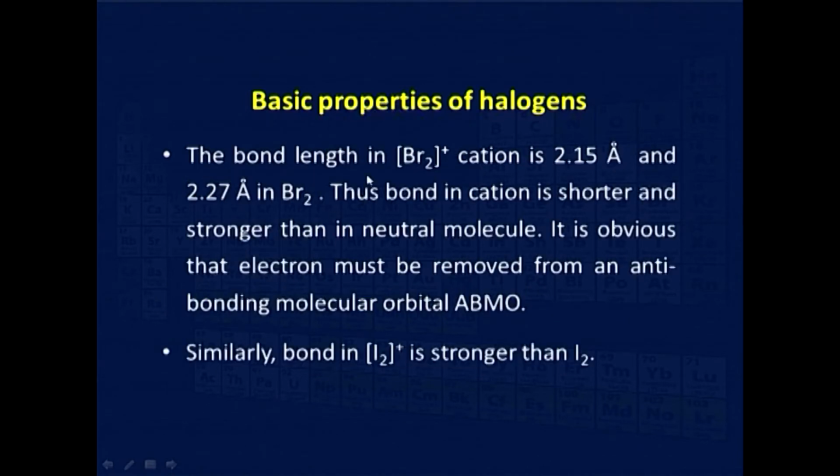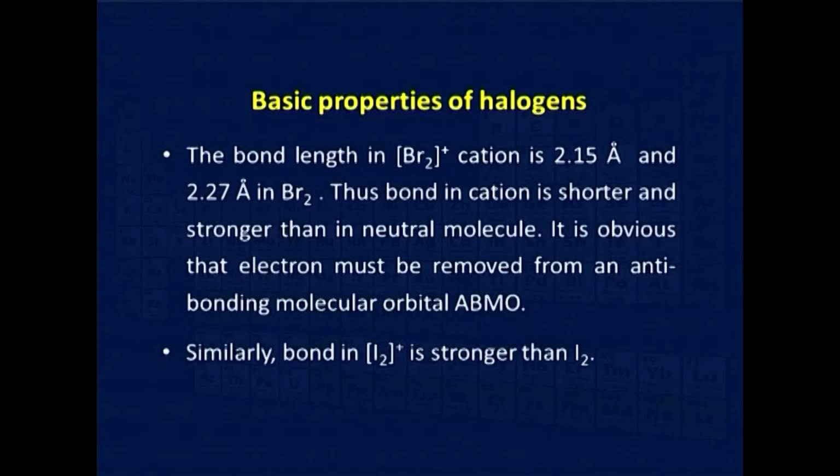The bond length in the bromine cation is 2.15 angstrom, and 2.27 angstrom is found in the pure bromine molecule. Thus, the bond in cationic bromine is shorter and stronger than that in the neutral bromine molecule. So, it is obvious that the electron must be removed from an anti-bonding molecular orbital, ABMO. This anti-bonding molecular orbital has higher energy compared to the bonding molecular orbital. Similarly, the bond in I2+, the cation of iodine, is stronger than in the iodine molecule.